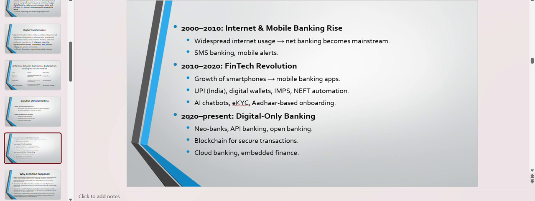From 2020 to the present, there is digital-only banking, like neo banks, API banks and open banking, where the banks do not have any physical branch, only an online branch, and run online only. Blockchain for secure transactions, cloud banking, and embedded finance. These topics are really hard to know in just a one-liner or one go. We will study a whole unit about it.